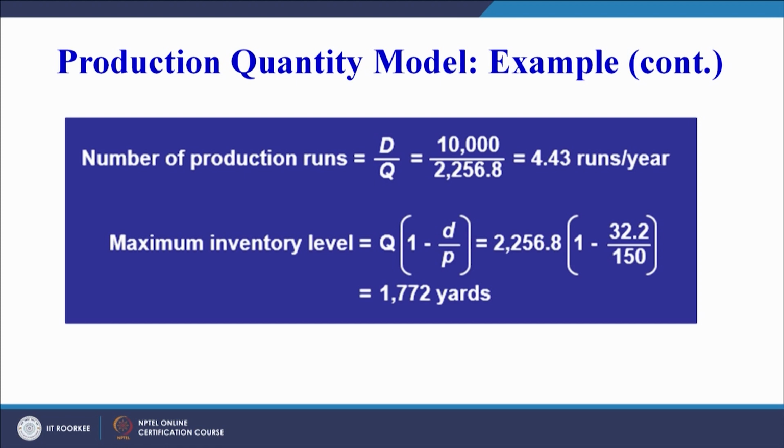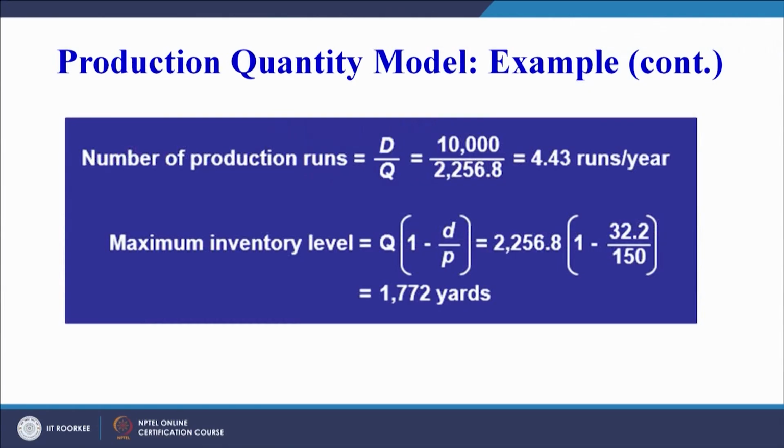So the demand rate per day is 32.2, and whenever we are ordering, every day we are receiving 150 yards per day. So 150 is the production rate. So demand rate divided by the production rate, and the whole expression comes out to be 1772 yards. So on any given day, the maximum inventory level will be 1772 yards.